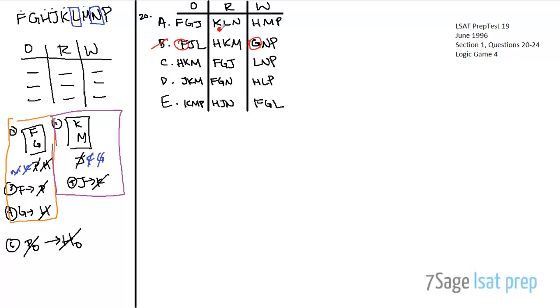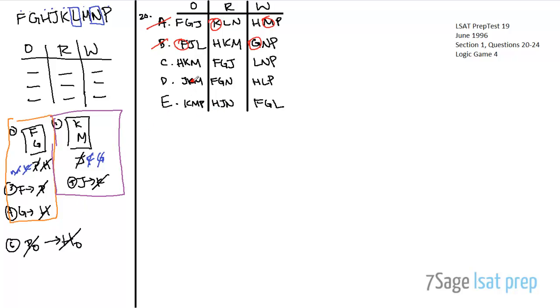Next rule, K and M together. K and M, K and M, K and M, great. F means no P. F means no P, F no P, F no P, that's great. G and H can't ever be together. G and H aren't together. I guess we shouldn't even be worrying about A and B anymore. G and H are not together. That's great. That's fine.